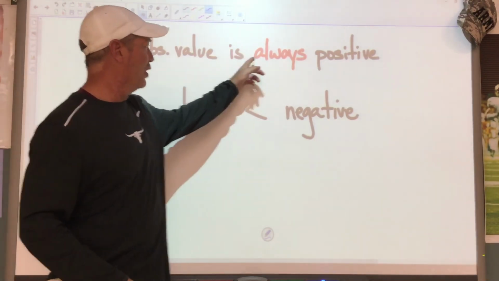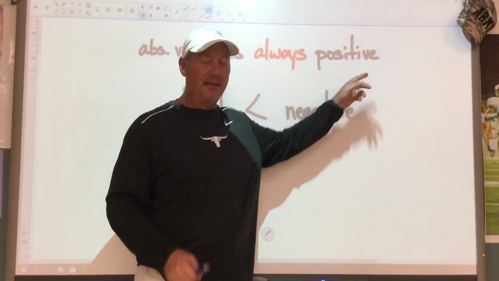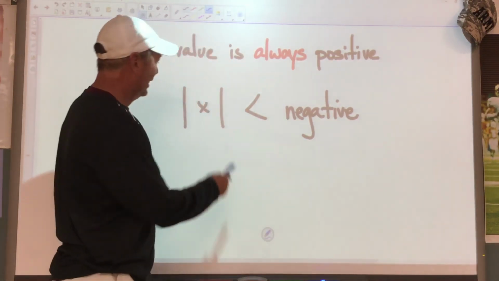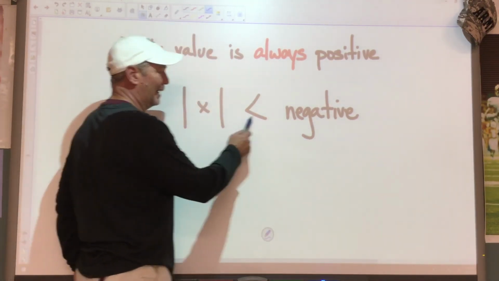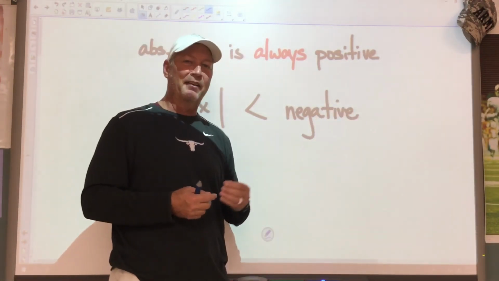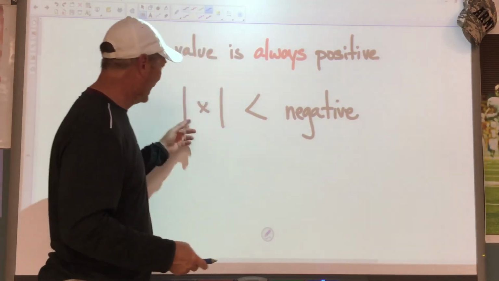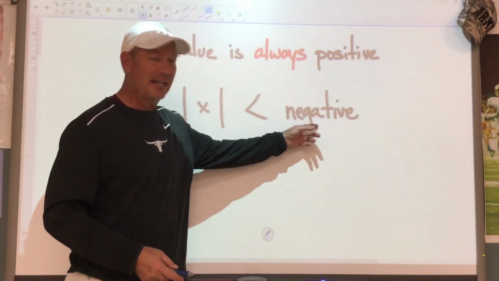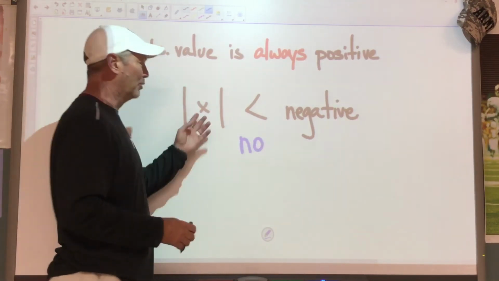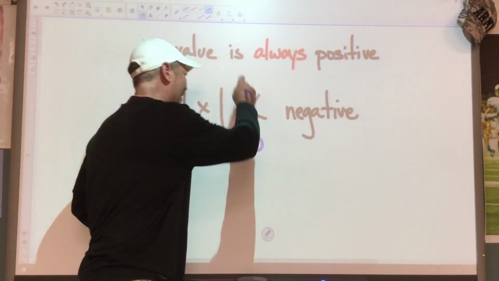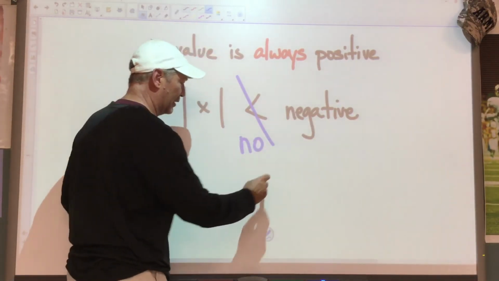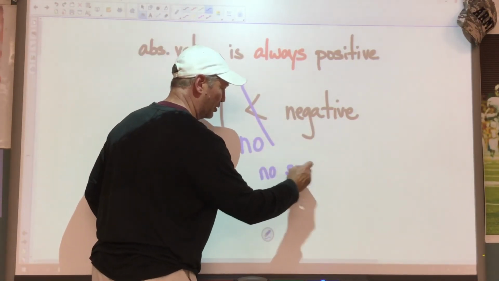Absolute value is always positive. If absolute value is always positive, can absolute value be less than a negative number? To be less than a negative means you're still negative. So can absolute value be less than a negative number? And the answer is no. Absolute value cannot be less than a negative number. You would have to tell me that this is a no solution situation.